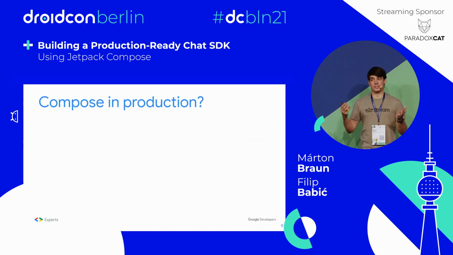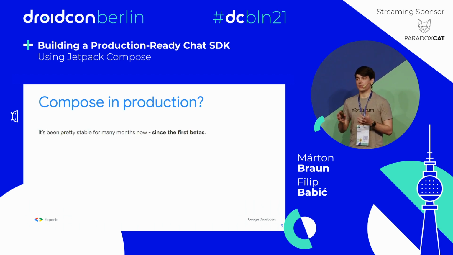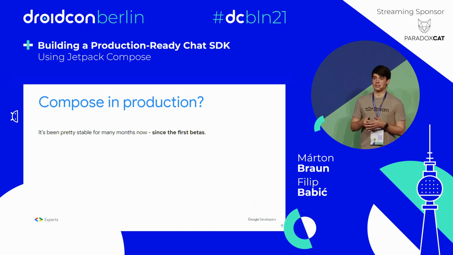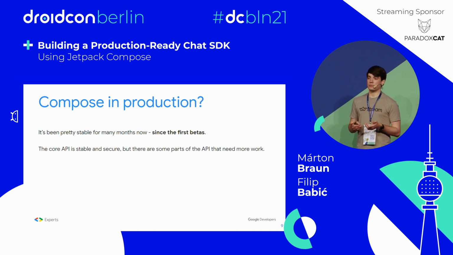So using Compose in production then, is it actually ready? What were our experiences like? This is going to be a very brief section. What we're going to say about Compose in production is that it has been stable for us for a long time now. We built most of the SDK while Compose was still in a beta version, and we never had any stability or performance issues with it at all.